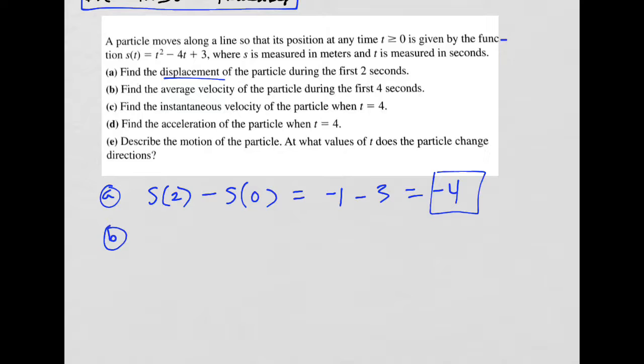This one says find the average velocity of the particle during the first 4 seconds. Now some people might think, oh, you just take the velocity function and you take the average. Well, not really. Remember, if we have a position function, and we take the slope of the secant line, that's the average rate of change of position. Well, the average rate of change of position is average velocity. So it gets kind of confusing. You can think of it this way, though.